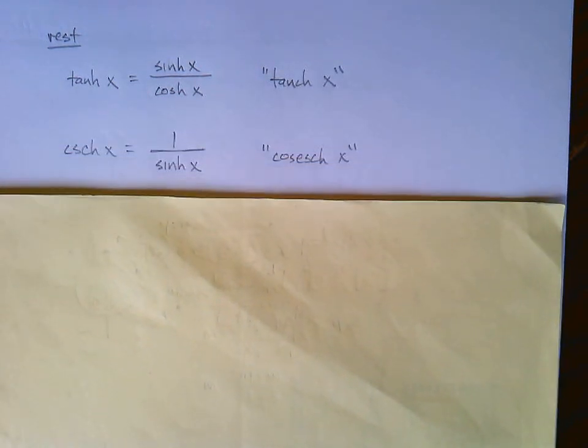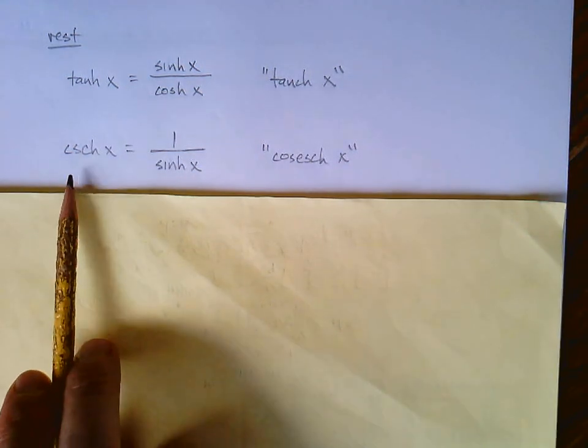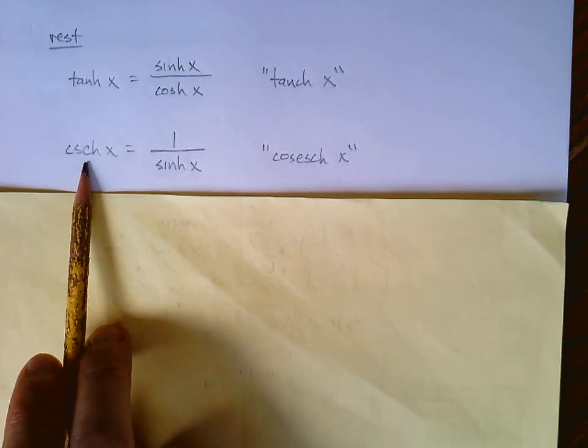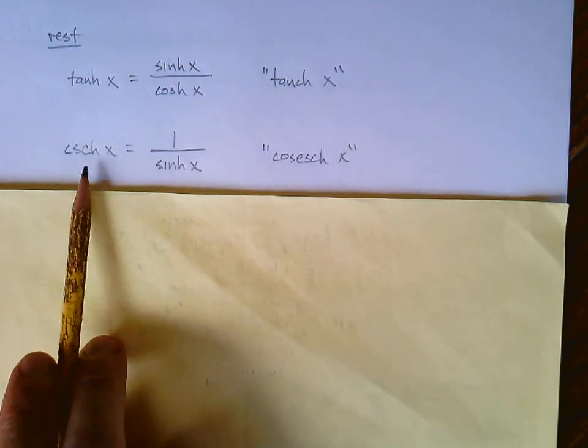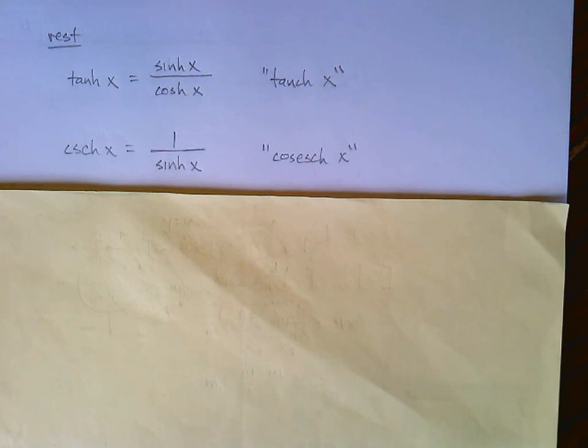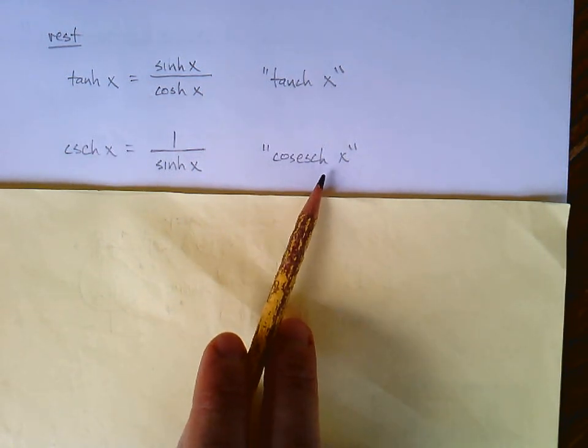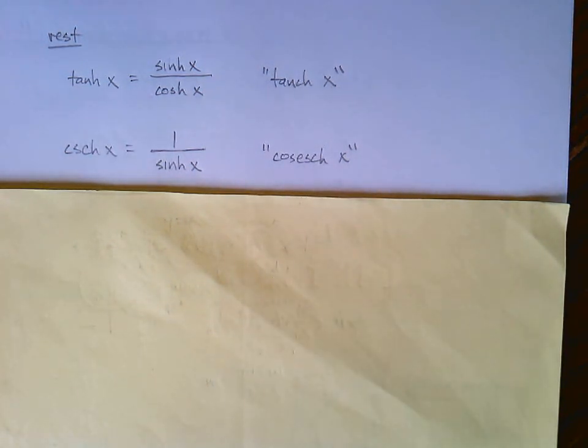Next up, hyperbolic cosecant of x. It's defined as 1 over sinh x, just like the corresponding trig functions. Now this one's got the most difficult name. Hyperbolic cosecant, we're going to nickname that cosesh, like the secant will be sesh, so cosesh x.